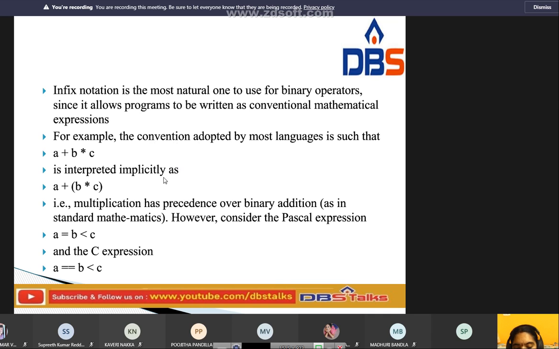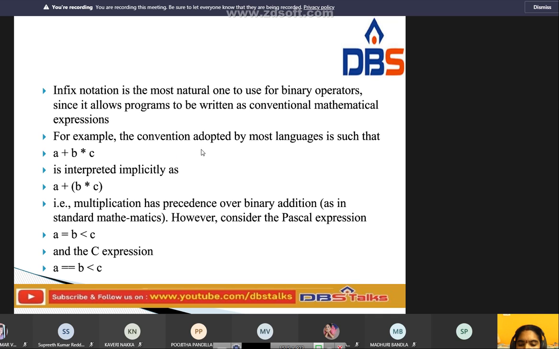The programmer may use parentheses to explicitly group sub-expressions, which must be evaluated first.